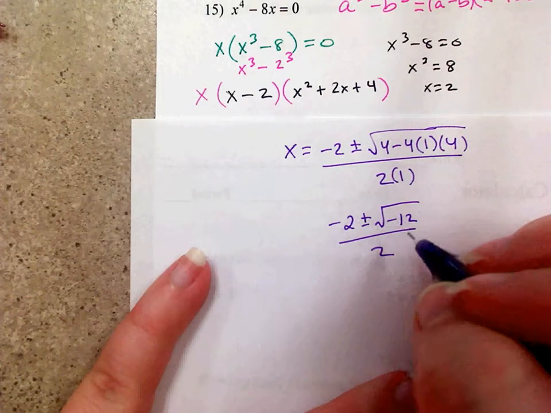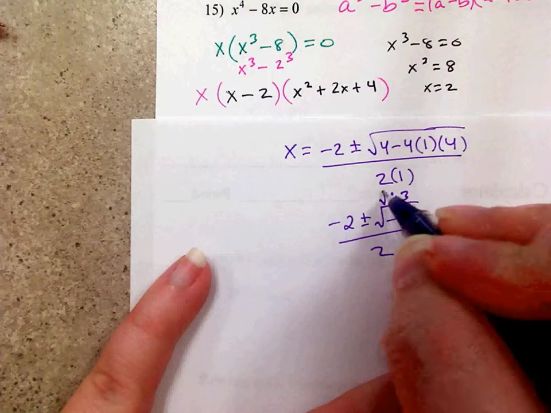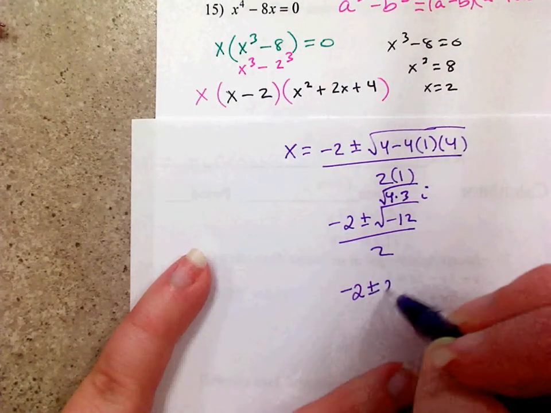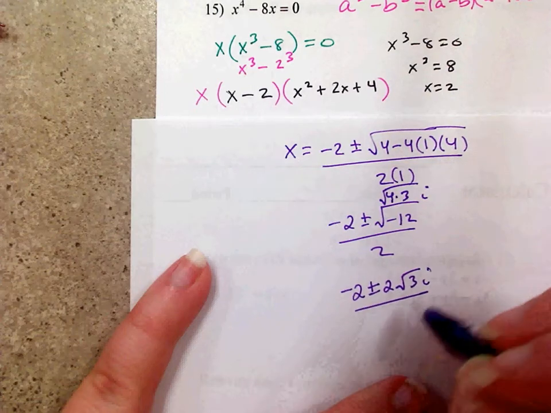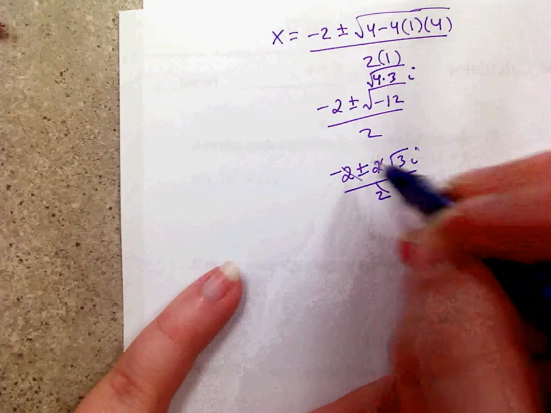Factor out, so I've got 4 times 3 and then times i, yeah? Square root of 4 is what? So negative 2 plus or minus 2 square root of 3i all over 2. What happens to the 2's? So negative 1 plus or minus the square root of 3i, we've got the same thing?